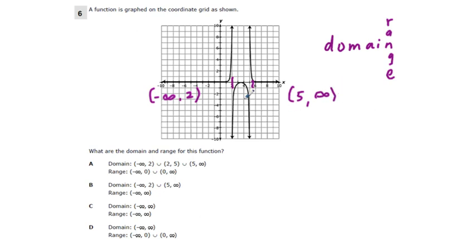And then in between you have this piece between 2 and 5. So we also have 2 comma 5 in the middle. Don't forget the middle piece, and they are connected usually by these U things, which means union. So A is going to be our correct answer. And range, similarly, is going to be from negative infinity to 0, and then again from 0 to infinity. The range will break at the x-axis. Should be pretty easy right there.